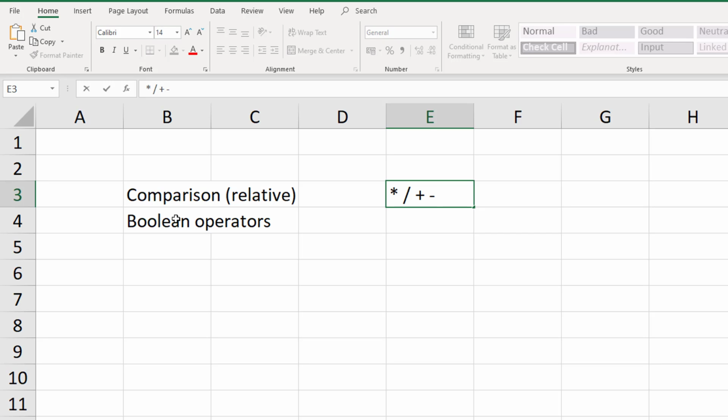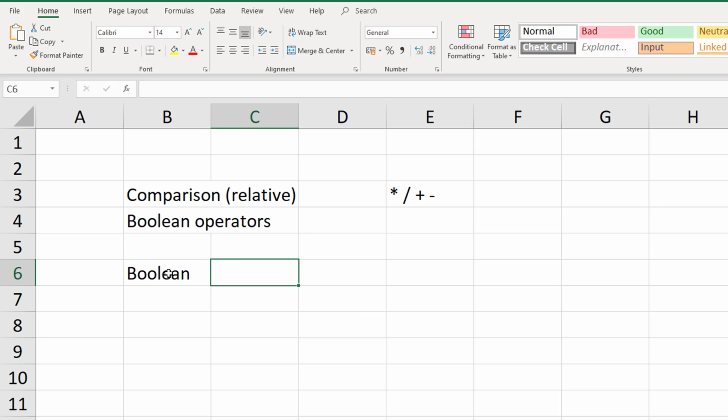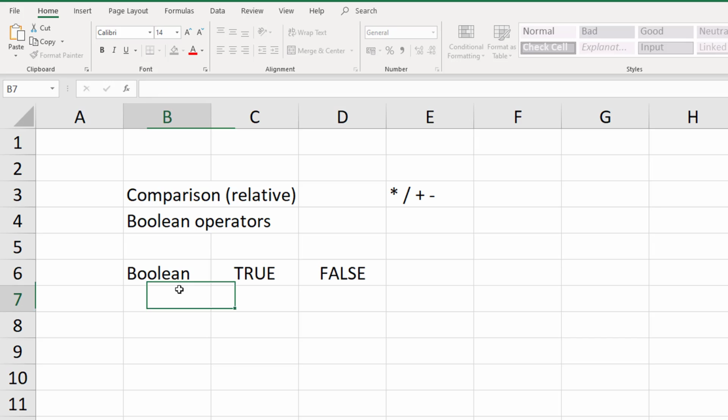Boolean operators don't use symbols. I'll show you them later. They're not very complicated, but they don't use a single symbol, which the comparison operators do, or two characters in some cases. But they both are related because both are to do with Boolean values. So Boolean values are when we only have two options. We can only be true or false. So we cannot be any other option when we have a Boolean value.